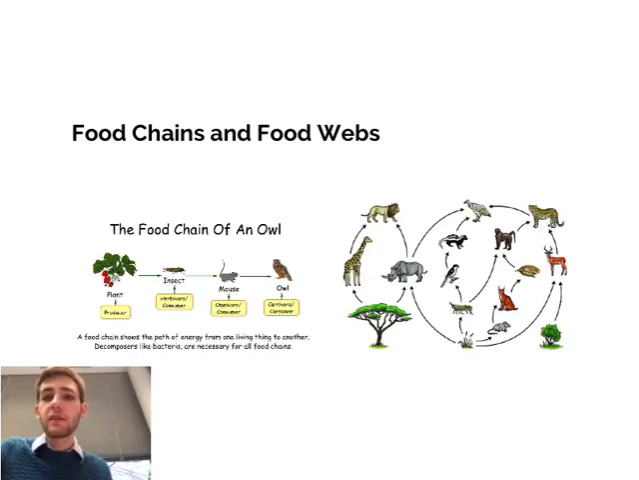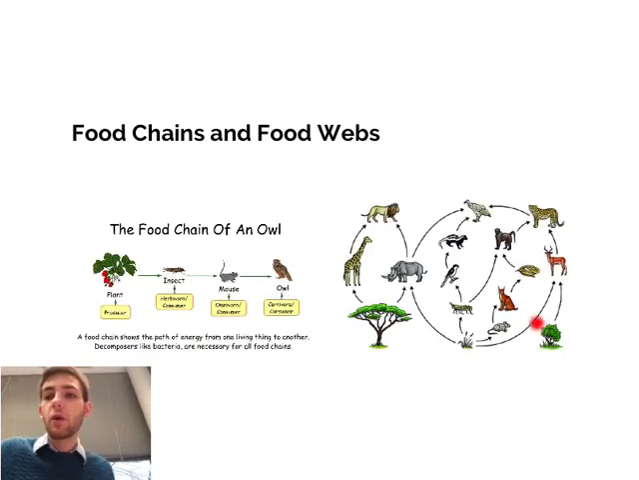Moving on, you have food chains and food webs. Food chain is very linear. It shows the path of energy from one living thing to another. In case you don't know, notice the direction of the arrows. The arrows always point to the organism that is doing the consuming, so which way the energy is actually flowing. Decomposers are going to play a huge role in these food chains because they actually break down some of the living organisms.